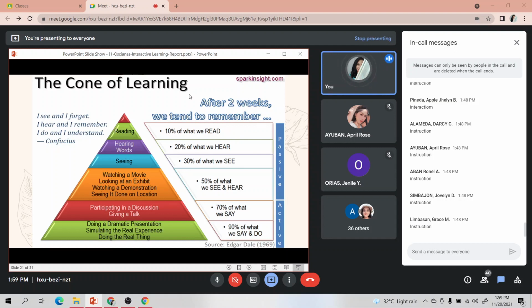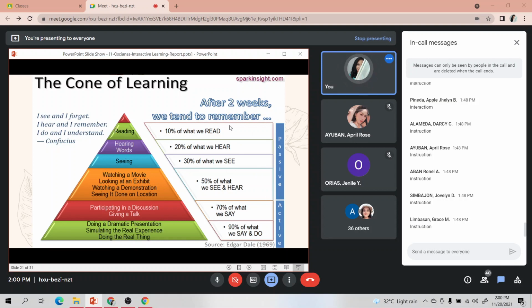So 10% lang daw ang ilang ma-remember, and then hearing words, so you can also have those auditory nga mga materials. So 20% of what we hear. And then seeing, 30% of what we see, and then 50% of what we see and hear. So kani siya watching a movie, looking at an exhibit, or watching a demonstration, seeing it done on location. So, these 4 are part of passive. So, passive lang daw ni siya sa cone of learning.